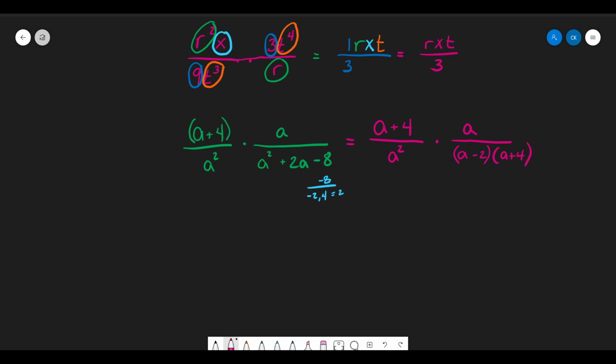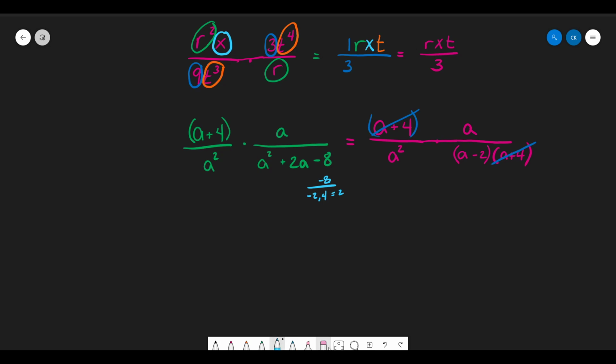Now that we have this completely factored out, I can't factor this numerator, and I can't factor this denominator anymore. Now I can do what we did in the top problem. I can just extend this fraction bar and now say, okay, do I see any factors that are the same on the top as on the bottom? And here I see this a plus 4 and this a plus 4 are the same on top and bottom. So I get to cancel those out.